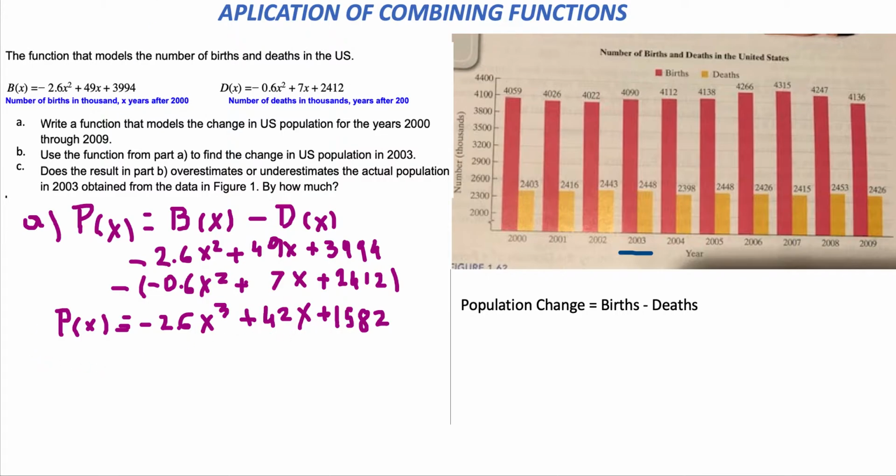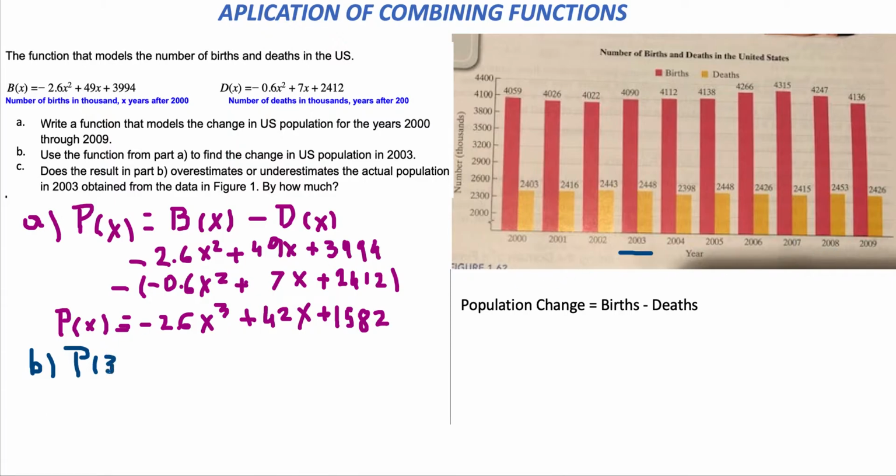Now let's go with part B. B says use the function from part A to find the change in US population in 2003. So we are using the same function, but because 2000 we write with a 0, 2001 we write with 1, 2002 with a 2, etc. We are using just the last digit of the year.